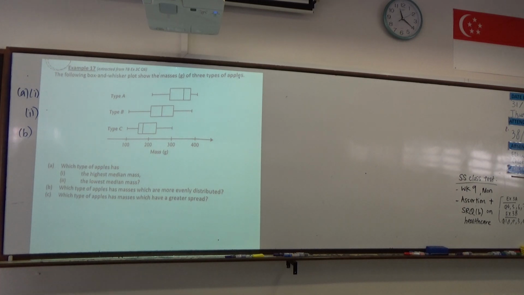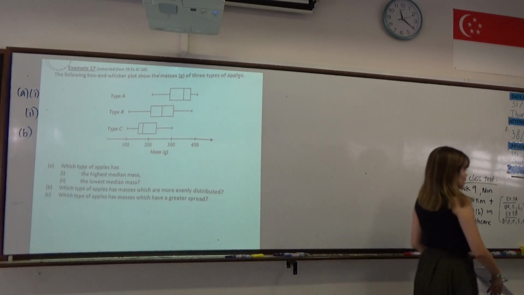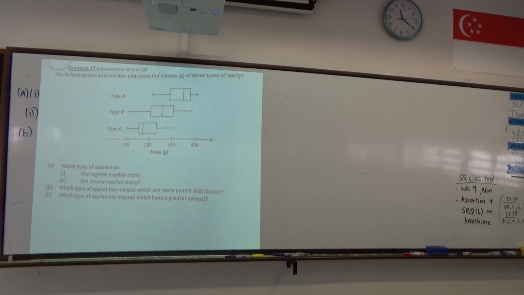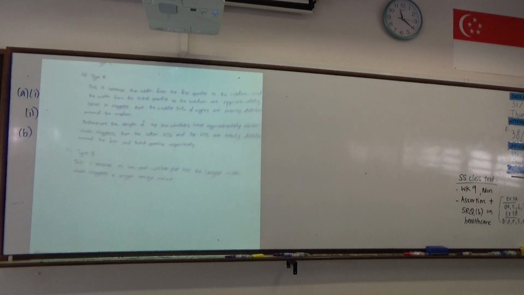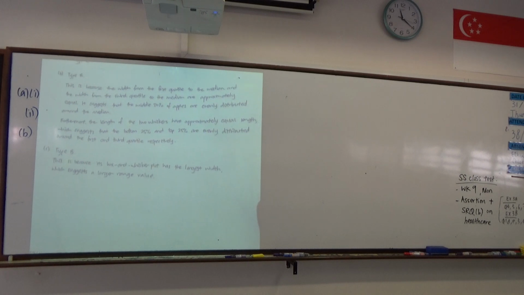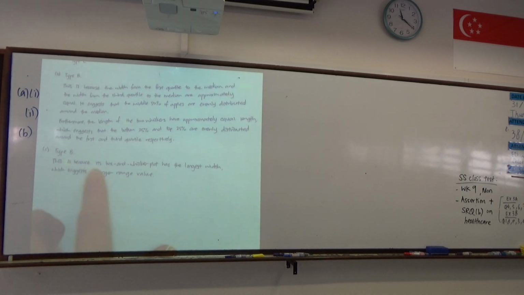So for part C, the explanation itself is shorter. That is because the box and whisker plot has the longest width, which suggests a larger range value. Alright? Any questions?